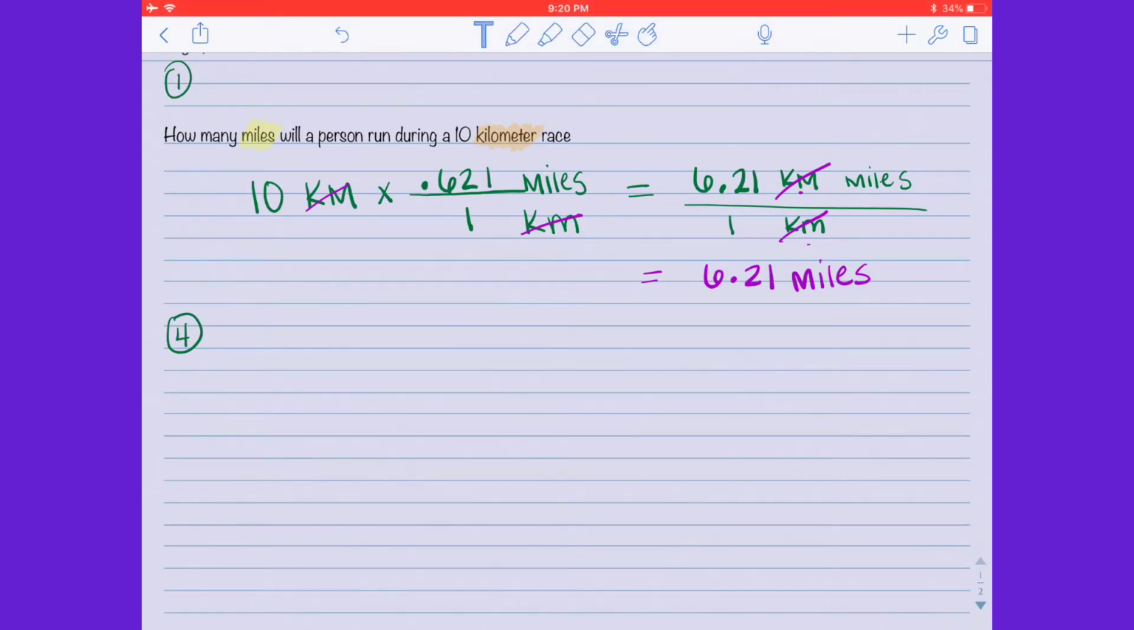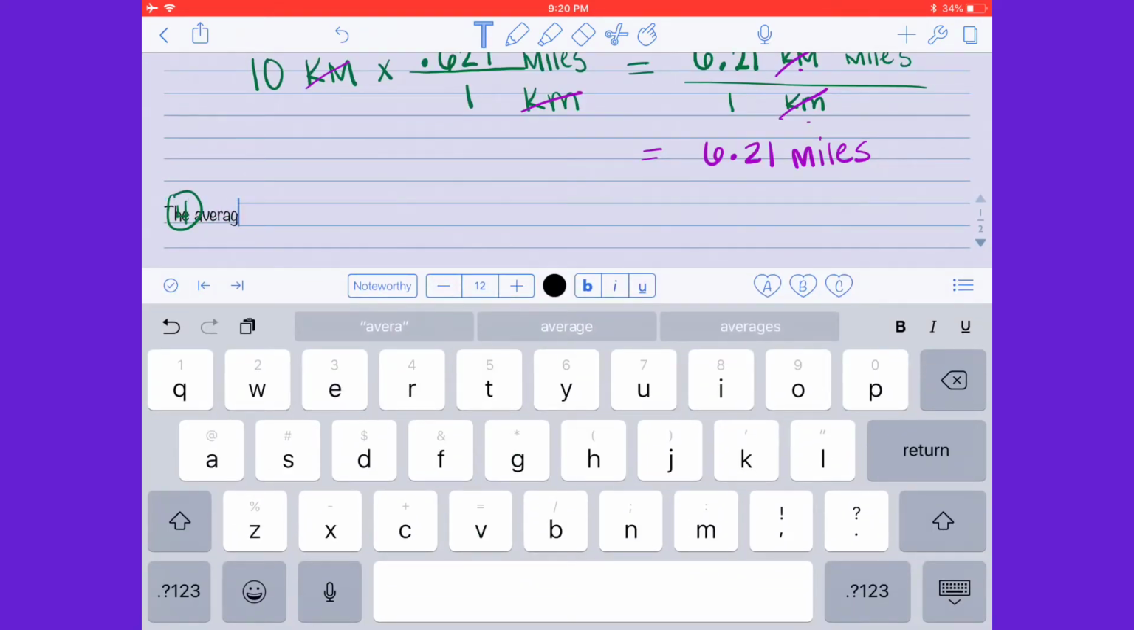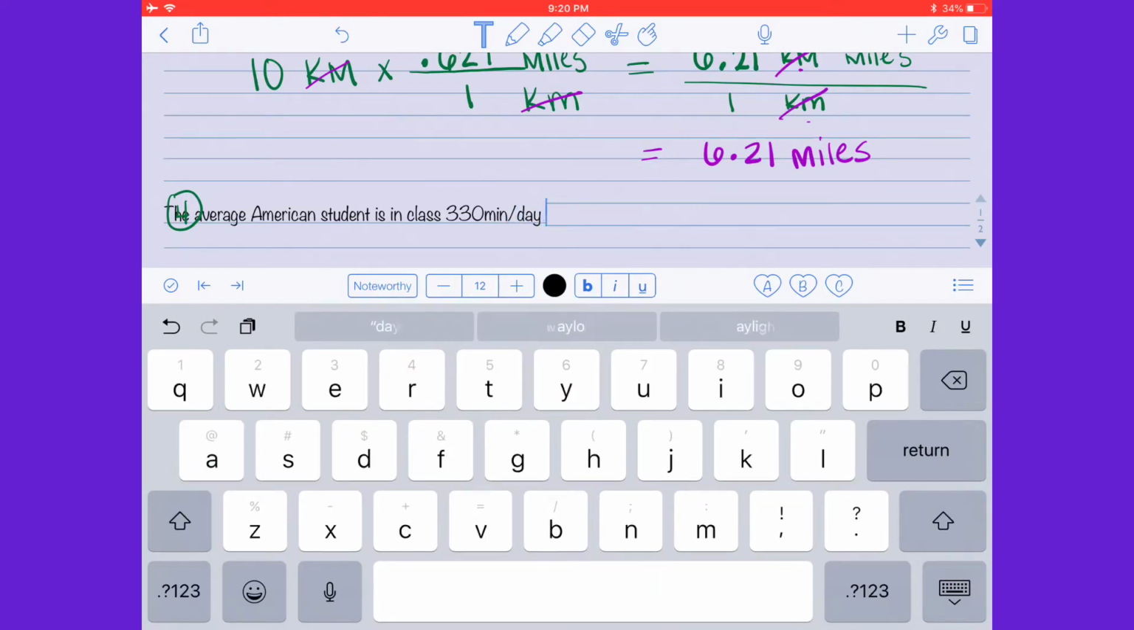So it states, let's go ahead and type this out again, that the average American student is in class 330 minutes per day. So when you see that min/day, that's just saying minutes per day. And we're being asked how many hours per day, so slash day, is this?